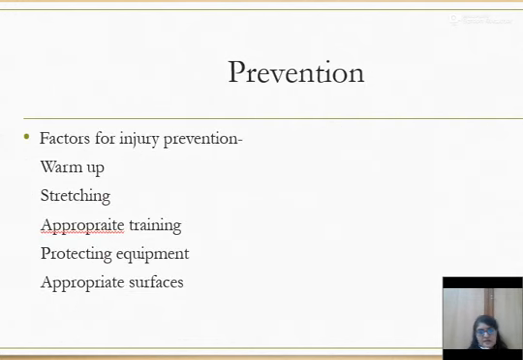How do we prevent it? Prevention of sports injuries we saw in the previous video, and some of the factors responsible for prevention of sports injuries are mentioned here. Number one is warm up, number two is stretching, then appropriate training, protective equipment and appropriate surfaces.